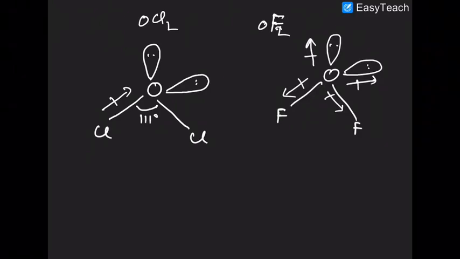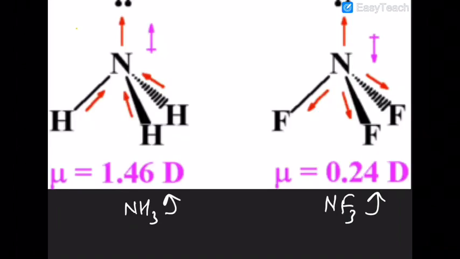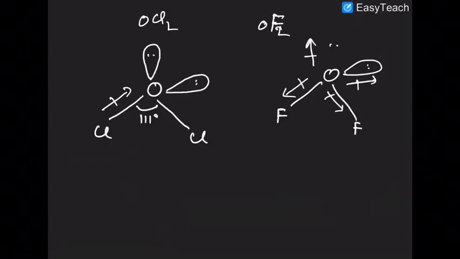Now look at the case of OCl2 and OF2 also here. It is the same case as ammonia and NF3. Here the bond moment is towards fluorine, and here also the bond moment is towards fluorine and towards the lone pair. So they will cancel out each other. So that is mu of OF2. But in this case, what has happened? Bond moment and lone pair moment are additive in nature. They are additive in nature.